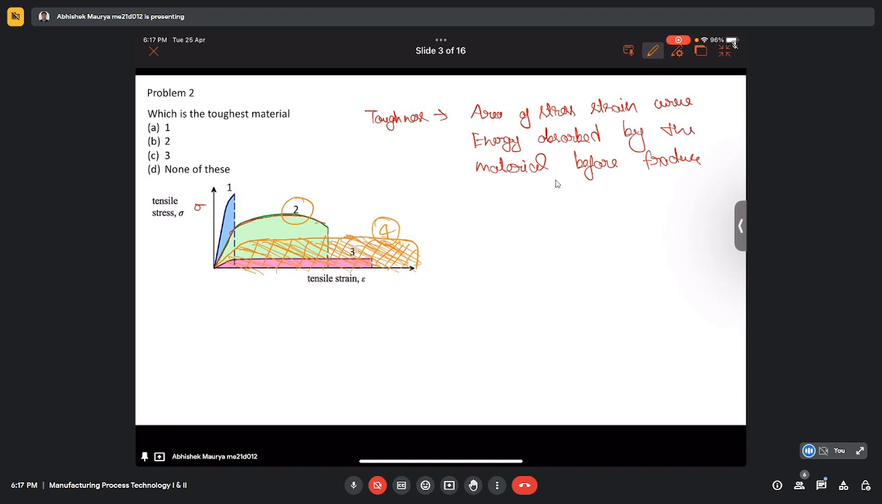The condition is the area under both curves is equal. Then which should be the toughest material? Yes, you can give your response in the chat box. You can write either 2 or 4. Okay, according to Abhay, it's 4. Rohit says 2. Okay, let me give you the answer.